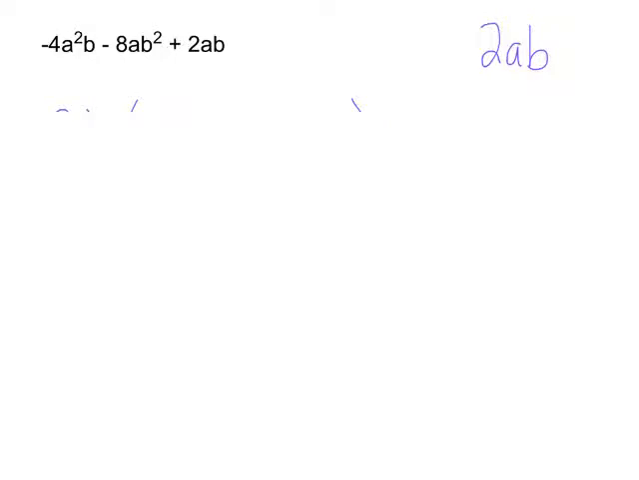And when I go to check to make sure that I have factored out correctly, I see that I would get negative 2a squared b minus 8ab squared plus 2ab. So go ahead and pause the video, and I want you to try this one on your own.